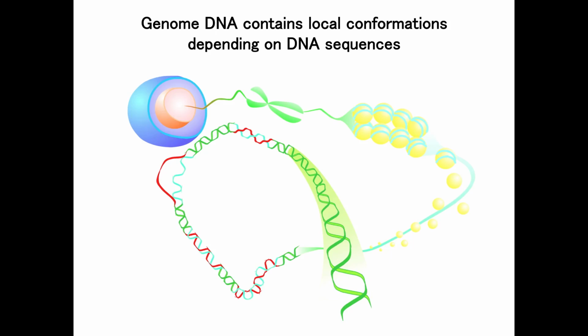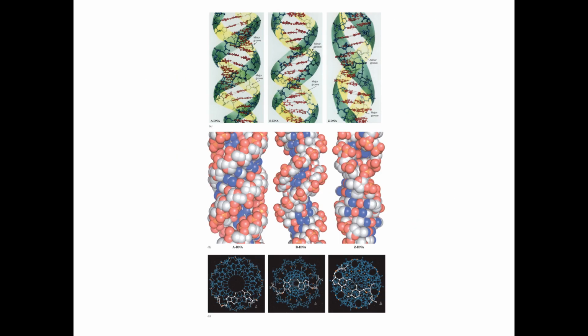Nobody knows the exact answer, but we imagine that DNA has not only the double-strand helix, but a lot of local DNA conformations. For example, bending, single strands, and so on. We imagine that such local DNA conformation is very important for DNA events. This is the DNA structure.